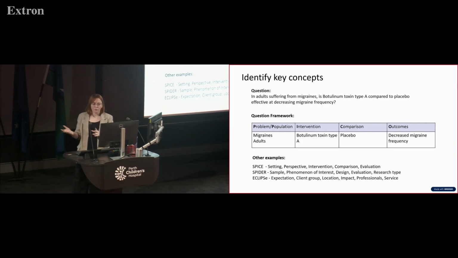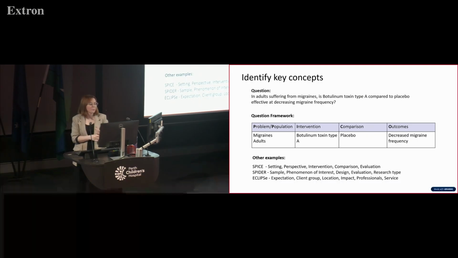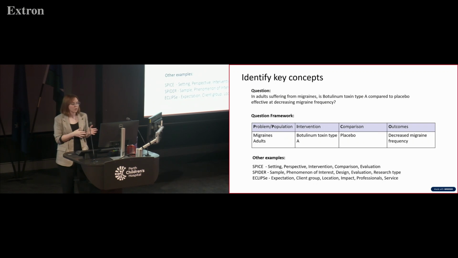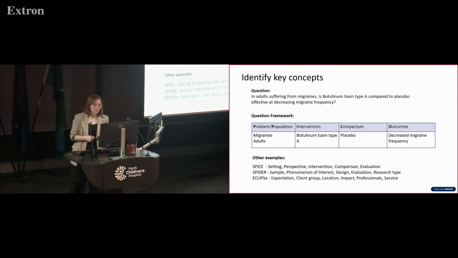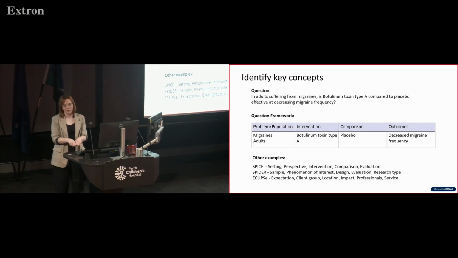What a question framework does is it helps you to break your question down into searchable concepts. So we've got the example question here of, in adults suffering from migraines, is botulinum toxin type A compared to placebo effective at decreasing migraine frequency? You can see I've broken the question down into the problem, intervention, comparison, and outcomes. The aim of this is to help me to determine the searchable concepts for the search strategy. And when I say searchable concepts, this means the key aspects of the question that will translate into being searchable on the database.